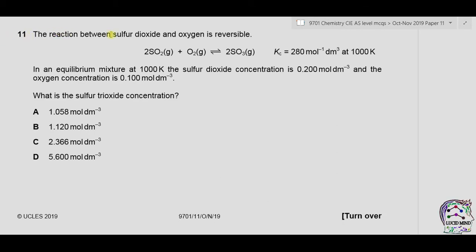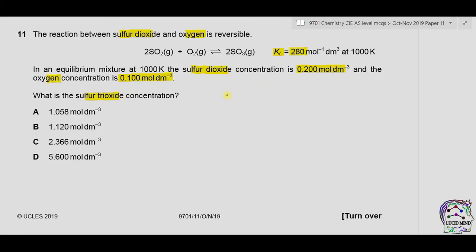Question number 11. The reaction between sulfur dioxide and oxygen is reversible. The Kc for this reaction is given as 280 per mole decimeter cube at 1000 Kelvin. In an equilibrium mixture at 1000 Kelvin, the sulfur dioxide concentration is 0.2 mole per decimeter cube and the oxygen concentration is 0.1 mole per decimeter cube. What is the sulfur trioxide concentration?